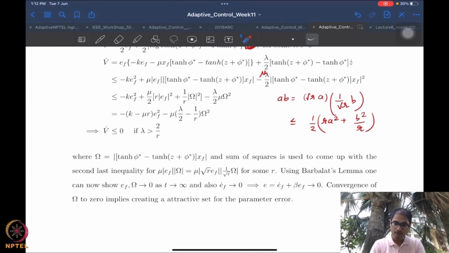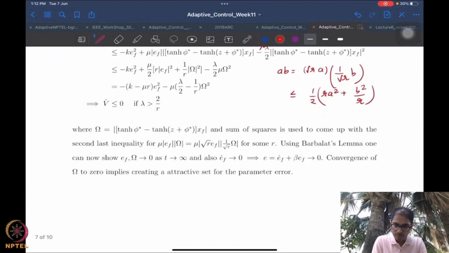So then once we do this, you get K minus mu times R EF square and mu times lambda by 2 minus 1 by R omega square. So you get this term. And therefore you get V dot negative semi-definite if lambda is greater than 2 over R, and of course K greater than mu times R.